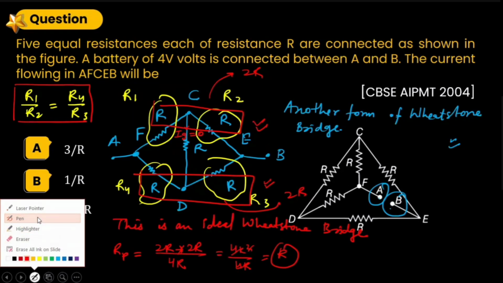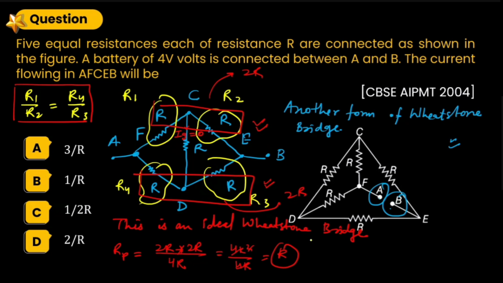So we got the value of resistance, and the question asks the current flowing in the AFCEB wire. The current flowing in the AFCEB wire. This is what they are asking.